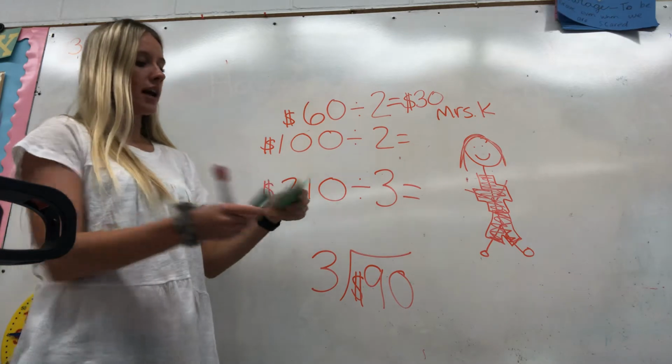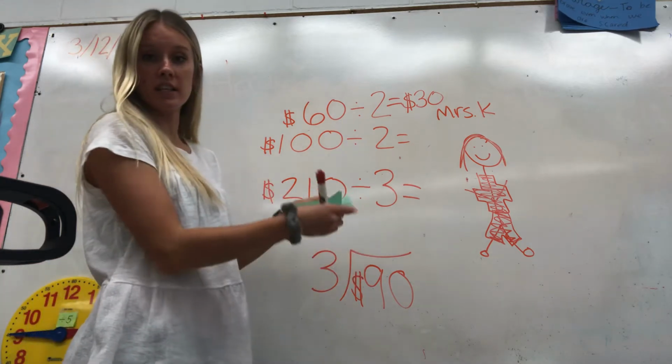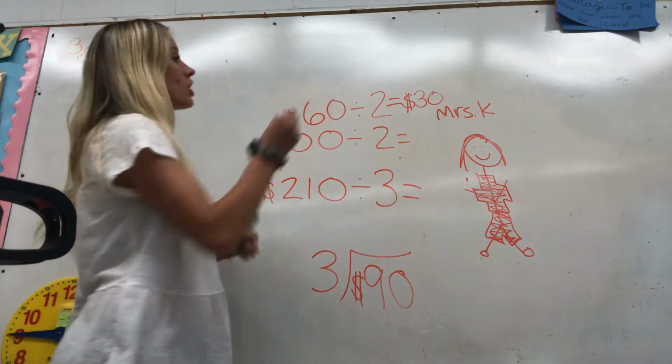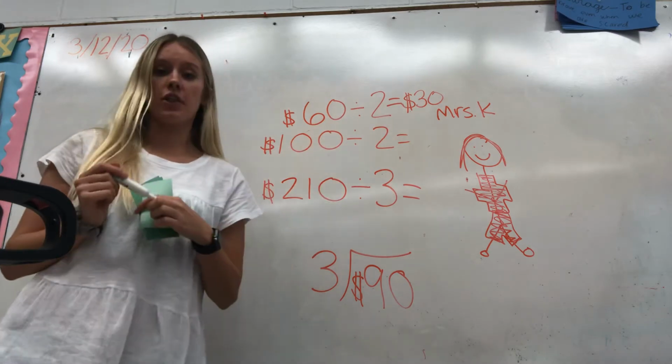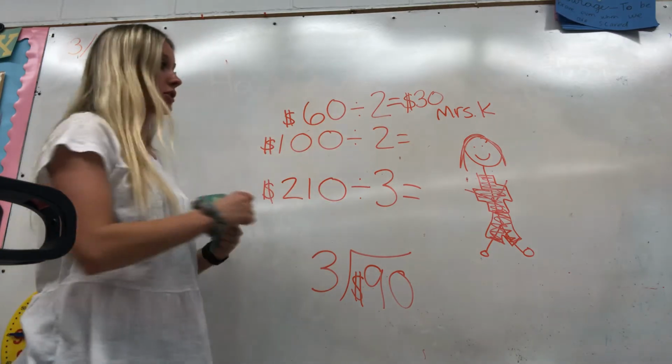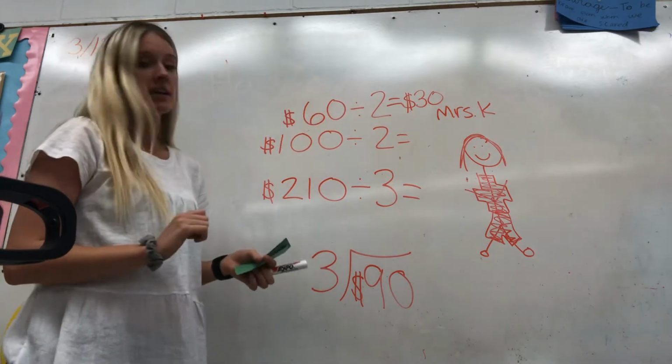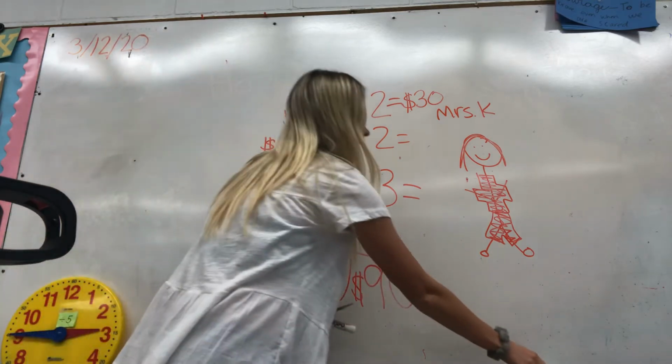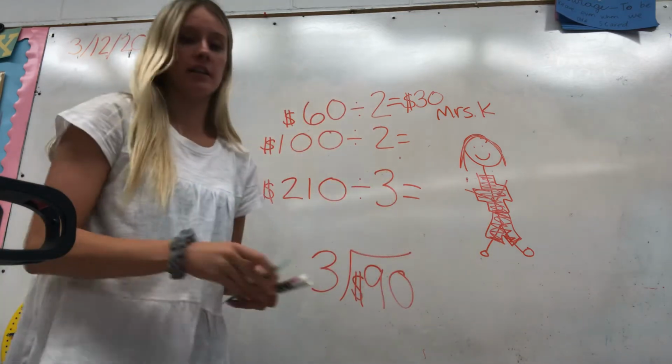So now I have $10, $20, $30. So my answer is $30. So when Mrs. Kuster and I split that 60, we each got 30. Let's look at our second one here.